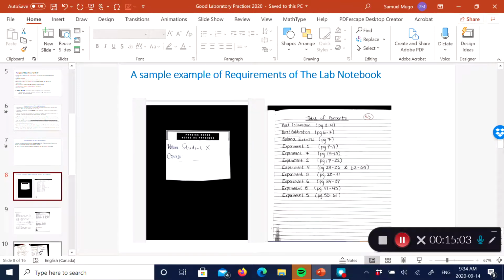Let me give you an example of a sample lab notebook that is fairly well done in terms of good recording. It should look like this. You've got the physics lab notebook. Your name, the course and so on is on the hard cover. The first few pages should be the table of contents, and every page should be numbered.